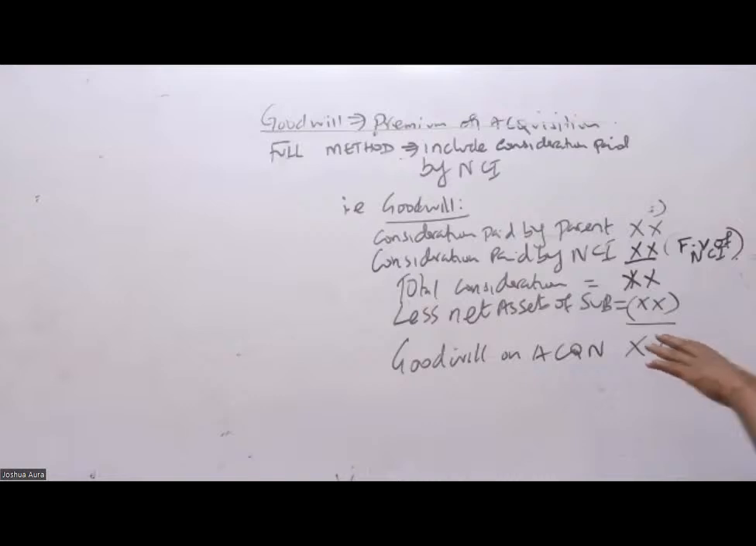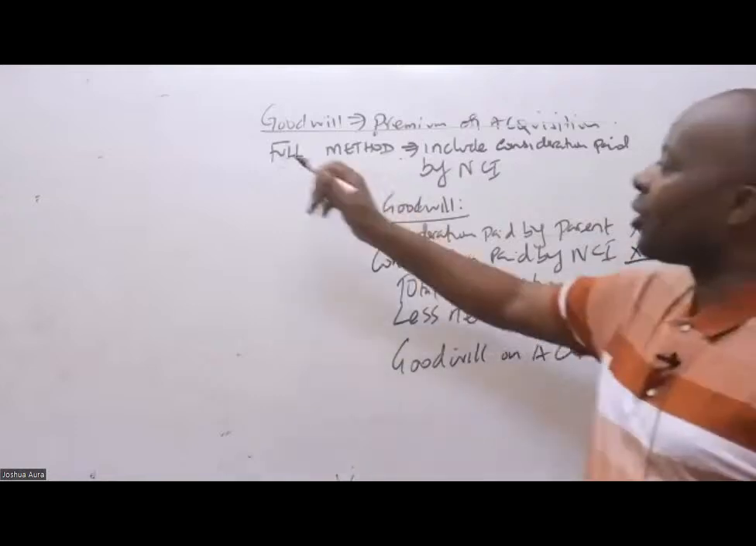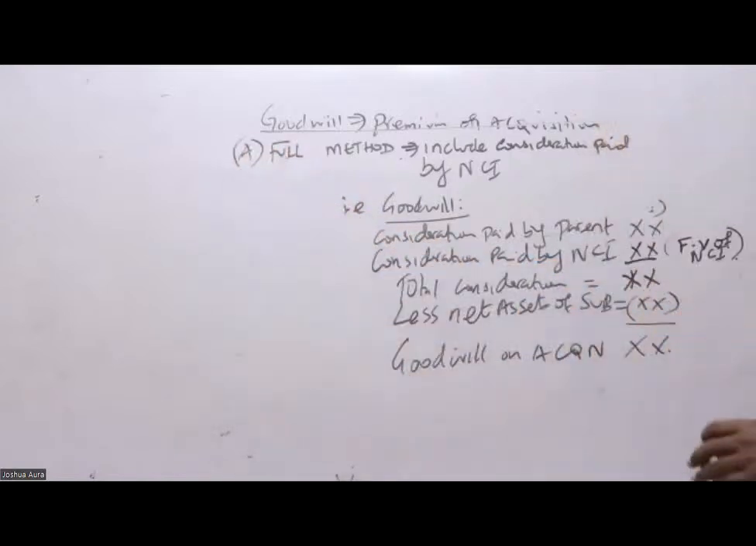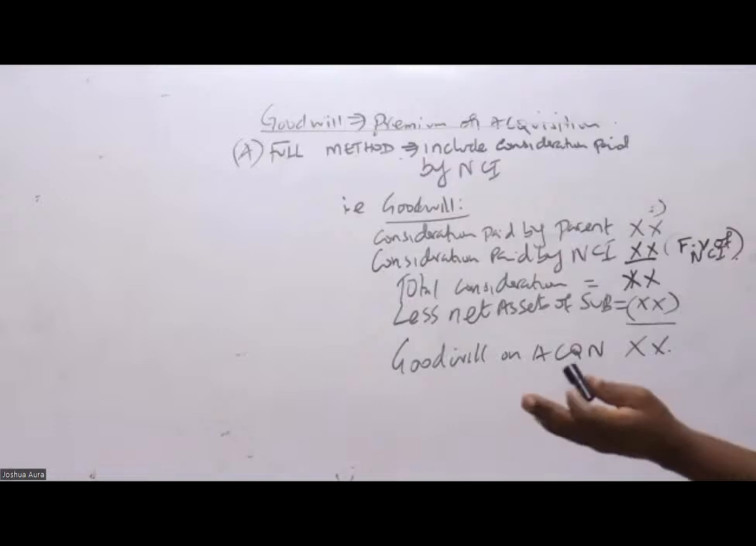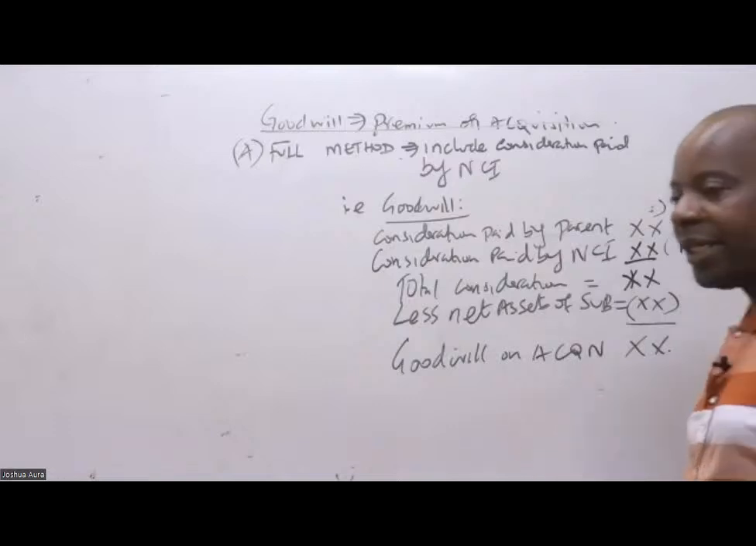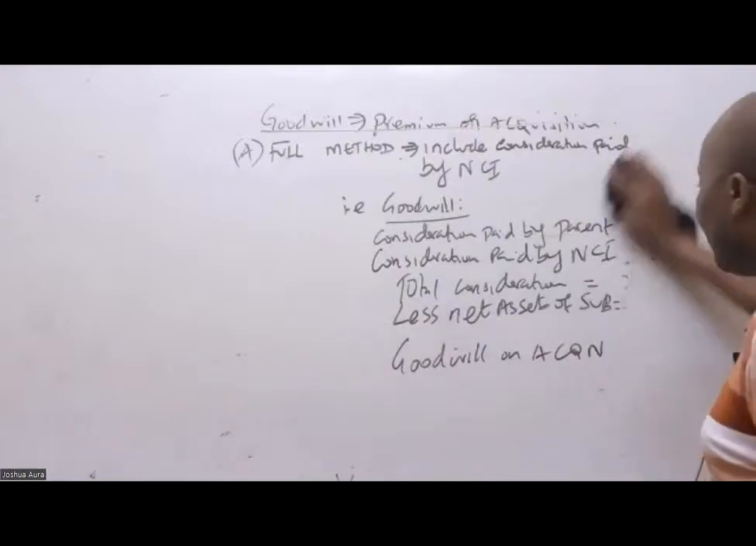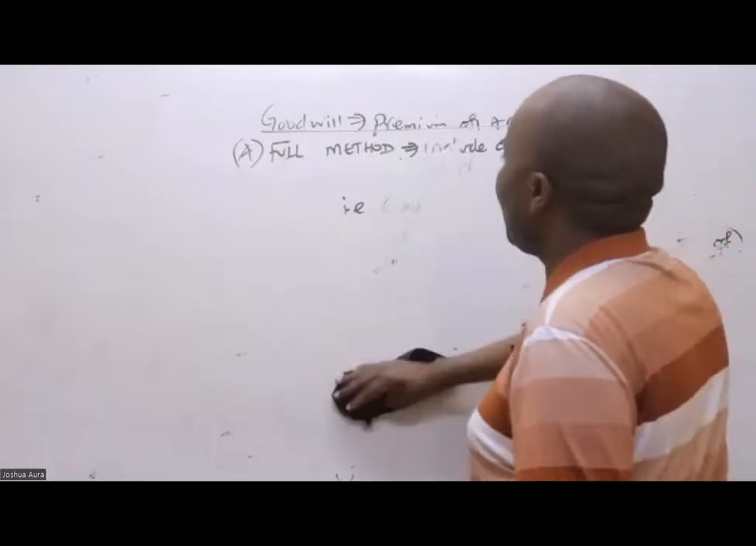Great. Can I wrap this and then show you the partial method? This is the first method, called the full method. Full does not have to scare you. Full is about two considerations being paid there. The format is given in the book. And then now we have the partial method.